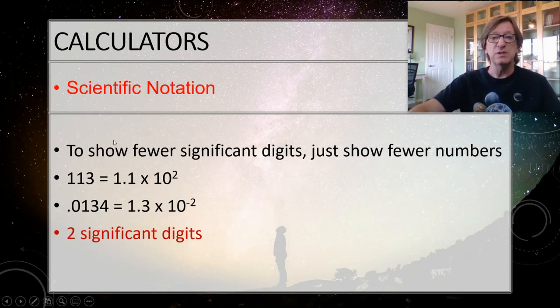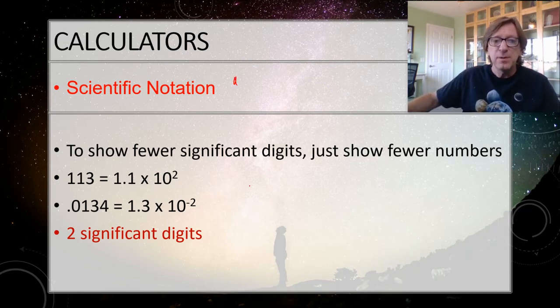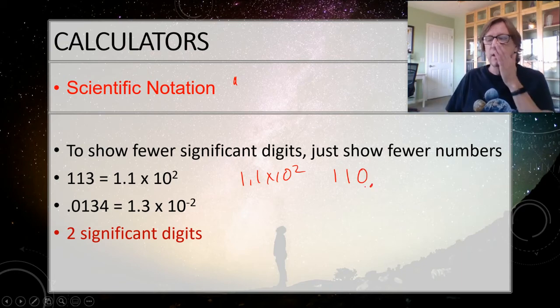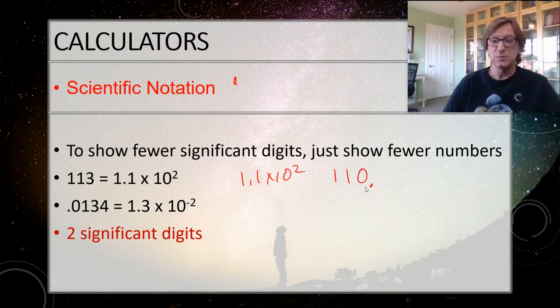So with scientific notation, then, if you want to show fewer significant digits, you just show fewer numbers. So this is 2 significant digits. It's 113. So I wrote down 1.1 times 10 to the second. This is still, if I were to work this out, 1.1 times 10 to the second, then I would move this 2 places. 1, 2. And you see how that's 110, which was the example that we gave before as having 2 significant digits.